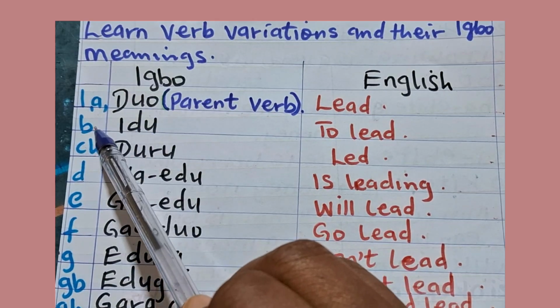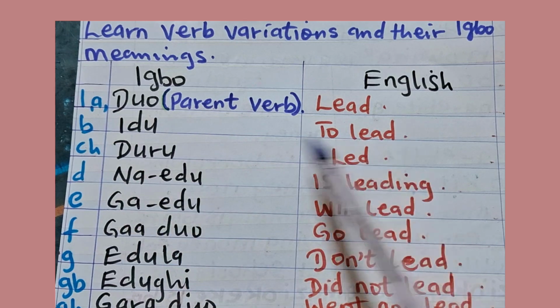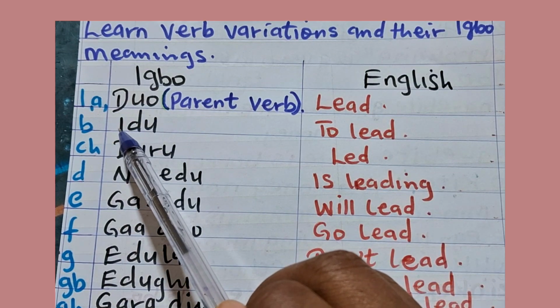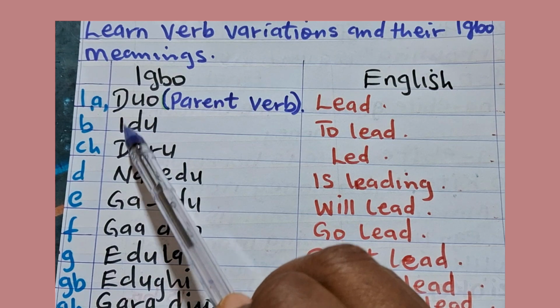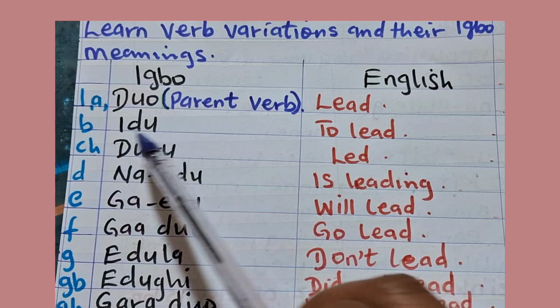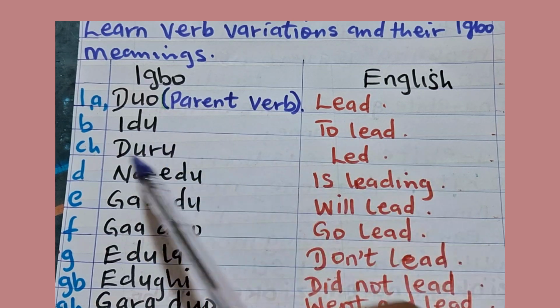Let's start. Number 2, idu, to lead. You can see here that we add e being our prefix. We add it to duo, it becomes idu, meaning to lead.